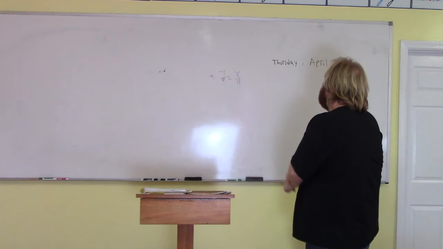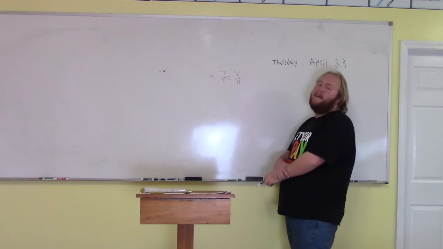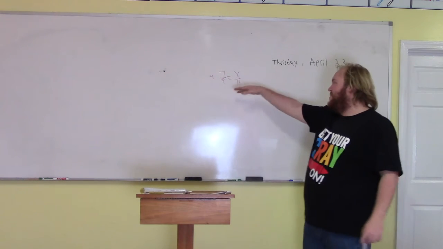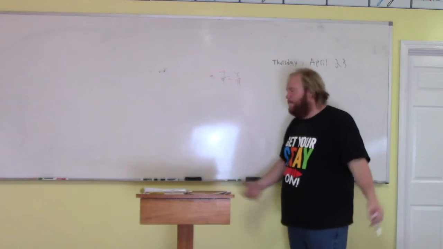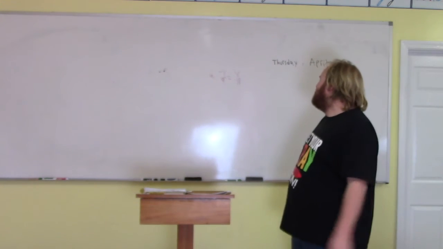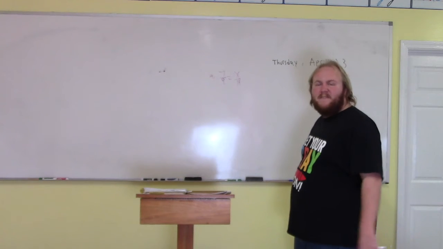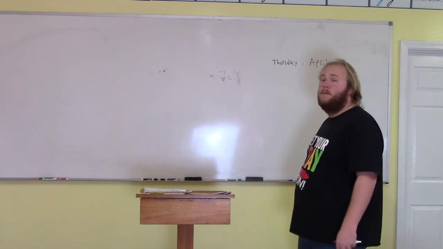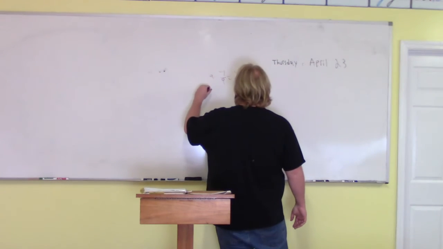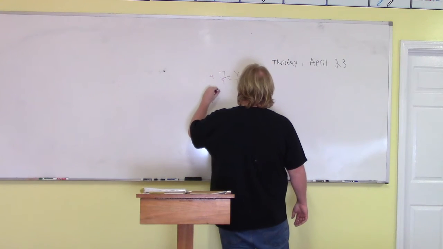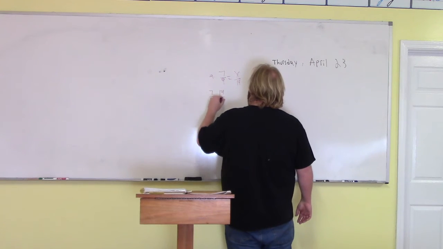So, class, what do you think we should do first? Remember, we always want to get our variable by itself, and it doesn't matter if it's on the left or right side of the equal sign. So let's get x by its lonesome. What's the opposite of divide by 14? That's right, we multiply by 14. So this is 7 ninths times 14 over 1.